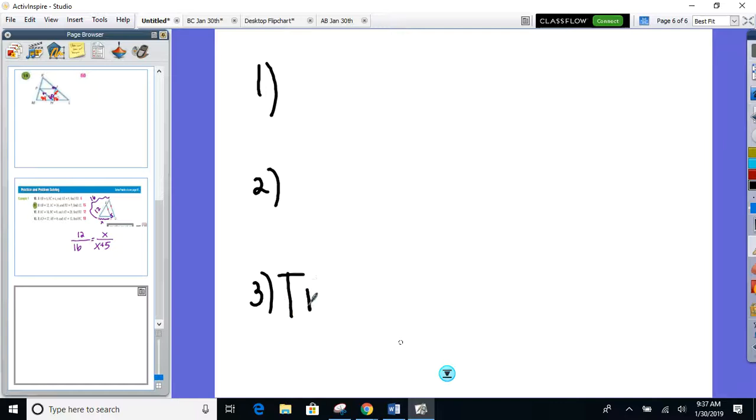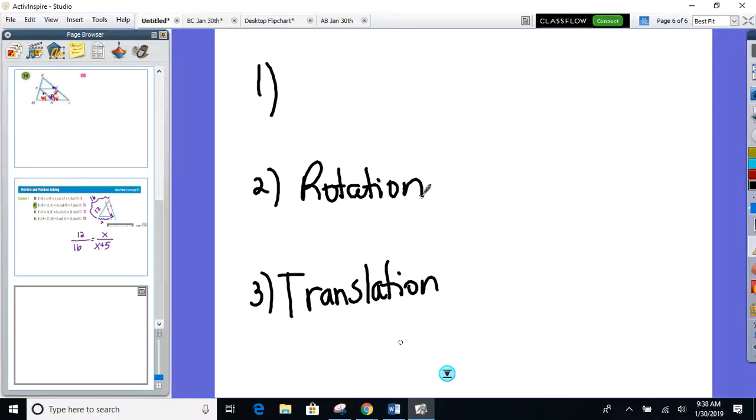There was a translation, yep, and you don't need to write any of this down. It's not anywhere in your packet yet. Translation, which is when I slide it. What else made it congruent? Rotations, yep, when I turned them, that doesn't change the size. And then finally there was a reflection when I flip it.